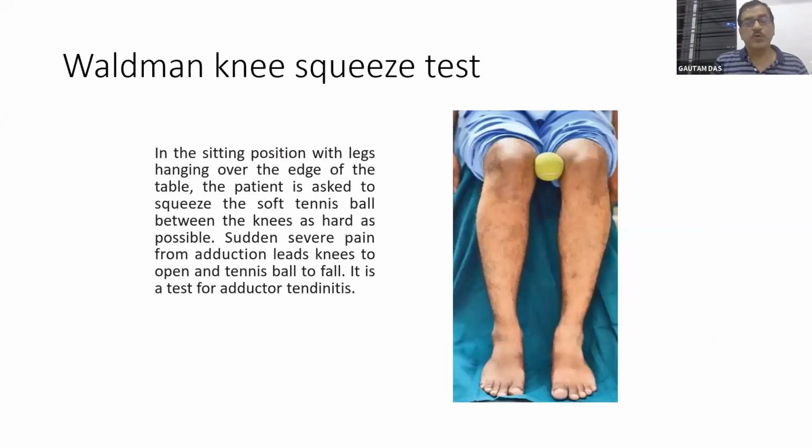Then is your Waldman knee squeeze test. So what is done here? We put a ball and ask the patient to squeeze the ball. What is important here is your adductor muscles. And if there is adductor tendinopathy, then this will be painful. So this is your Waldman knee squeeze test.